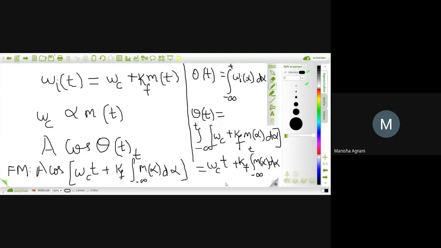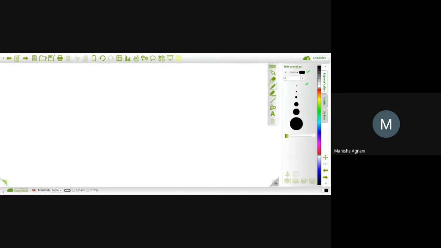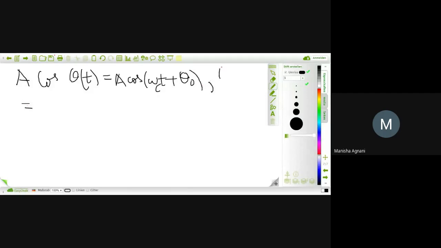Now, when we talk about PM, it means phase modulation. My equation of a sinusoid was A cos of theta of t, which was also equal to A cos of omega c t plus theta naught. To make it simple, theta naught is nothing but the phase, and we assume theta naught to be 0 because I don't have to do anything with it. It is just the phase of that sinusoid. So let's make this A cos of omega c t. My angle now is omega c t.